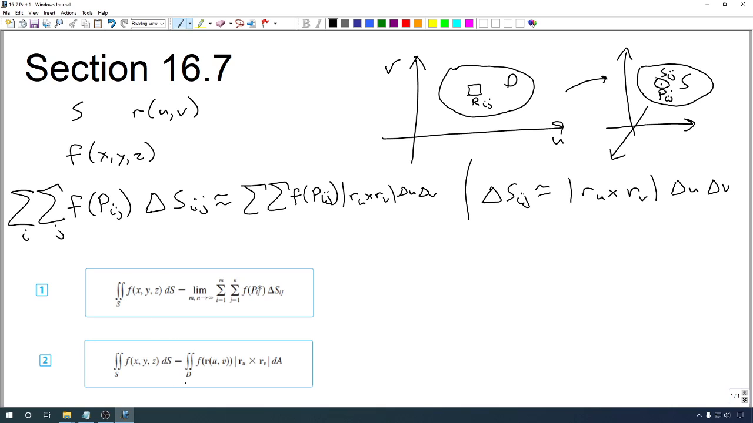And this is going to be the formula that we're going to be using, where we take our surface integral by taking the cross product of Ru and Rv, using its magnitude, and putting it into our double integral along with the function f evaluated at r, the composition of f and r. We're just treating f as a function of u and v instead of x, y, and z.